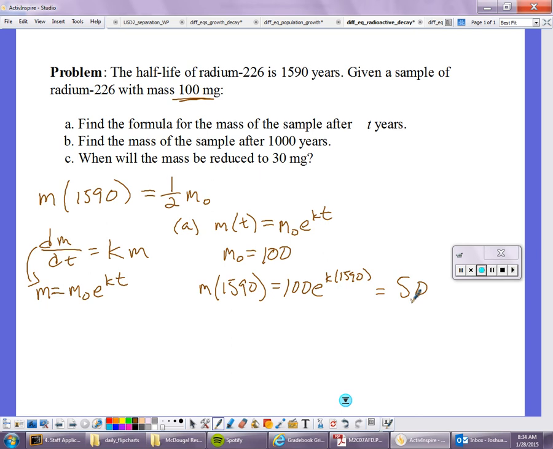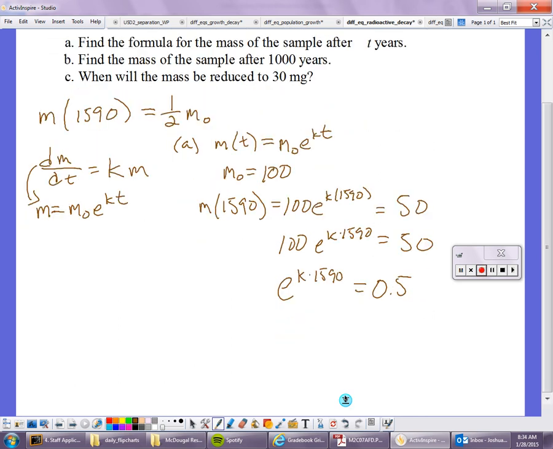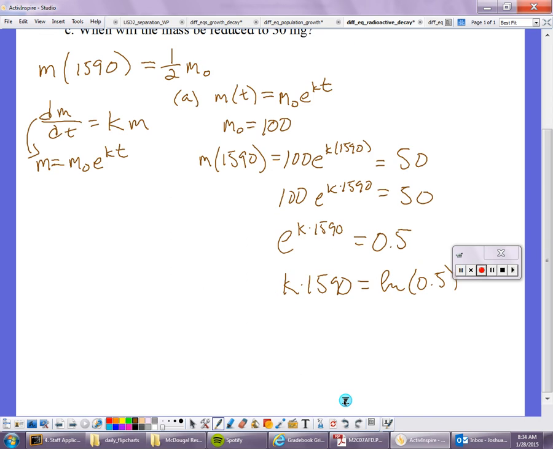Okay, now we're going to solve this equation here. 100 e to the k times 1,590 equals 50. And we'll do it just like we did before. So e to the k times 1,590 equals 50 divided by 100, or 0.5. And keep going, right? We'll get k times 1,590 equals ln 0.5. And then k should be ln 0.5 over 1,590.